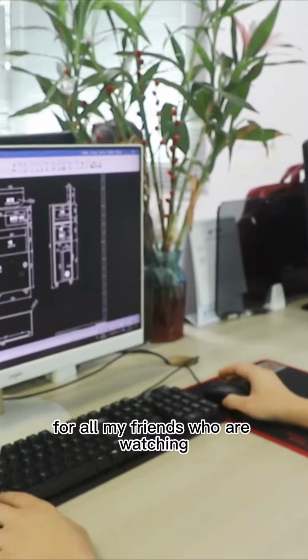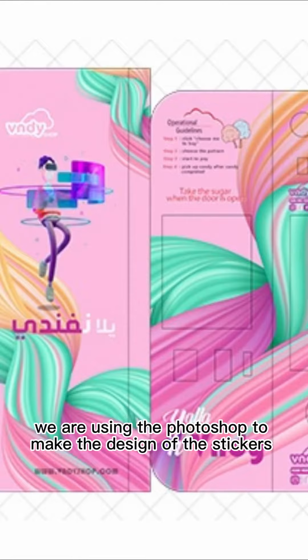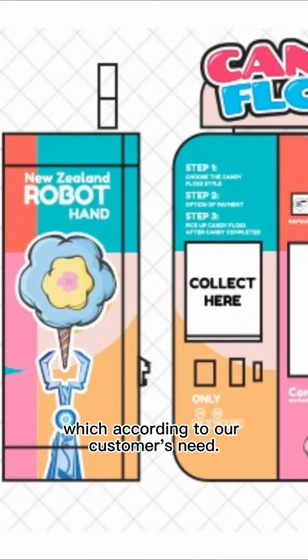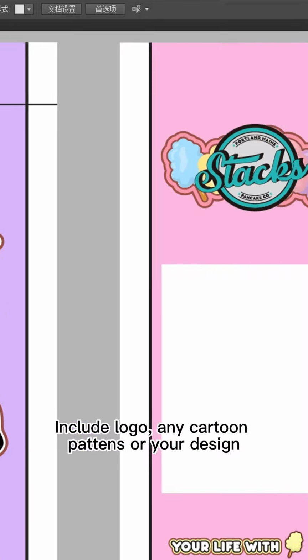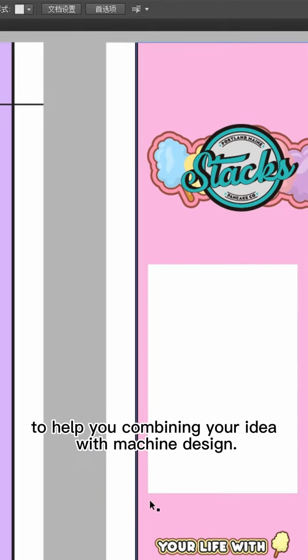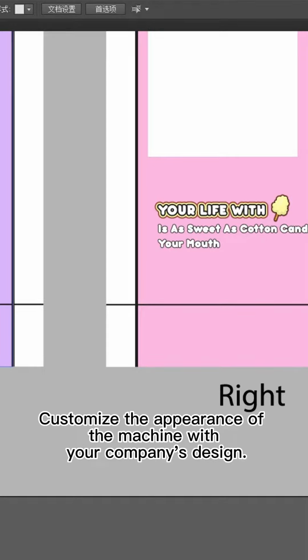For all my friends who are watching, we are using Photoshop to make the design of the stick according to our customers' needs, including logo and cotton pattern, or your design, to help you combine your idea with the machine design and consider the appearance of the machine with your company's design.